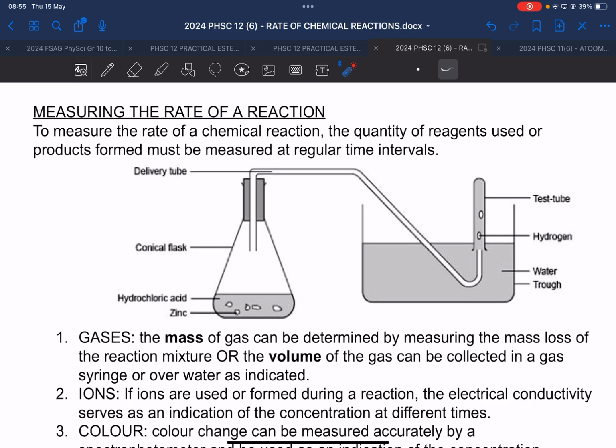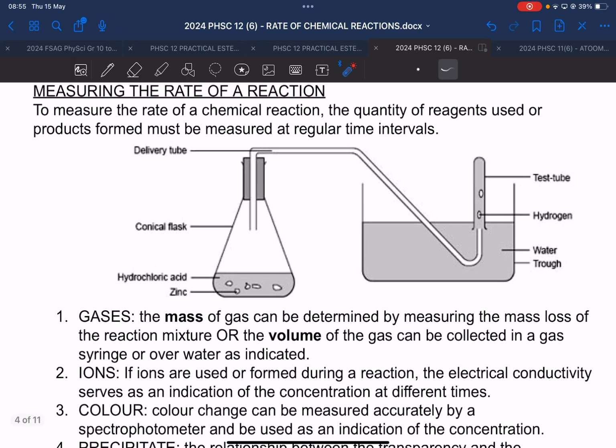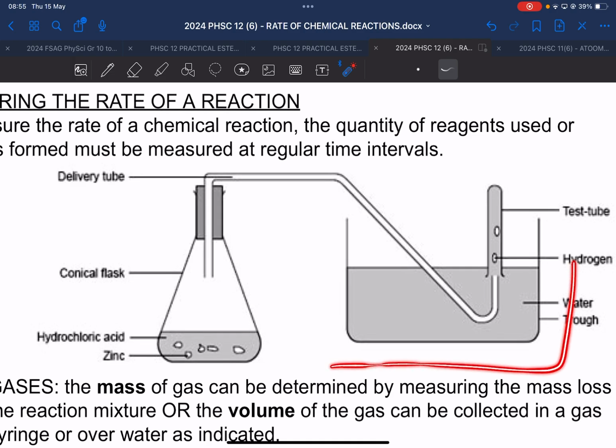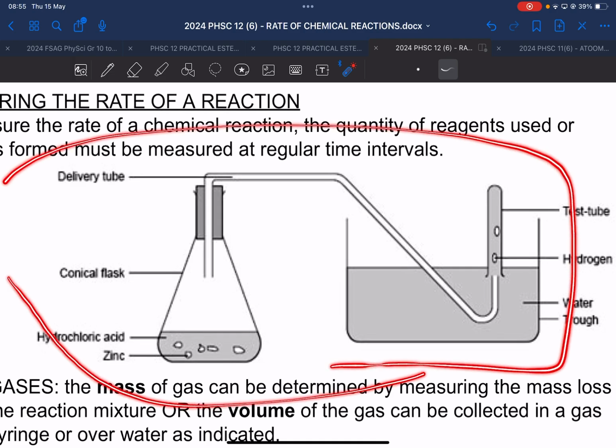Now, how do we calculate? Not calculate, determine the rate of reactions. Like, physically, if I was busy with a practical, what would I do? Now, there are different ways in which you can determine the rate. The first one here that I show you a picture of is the downward displacement of water.